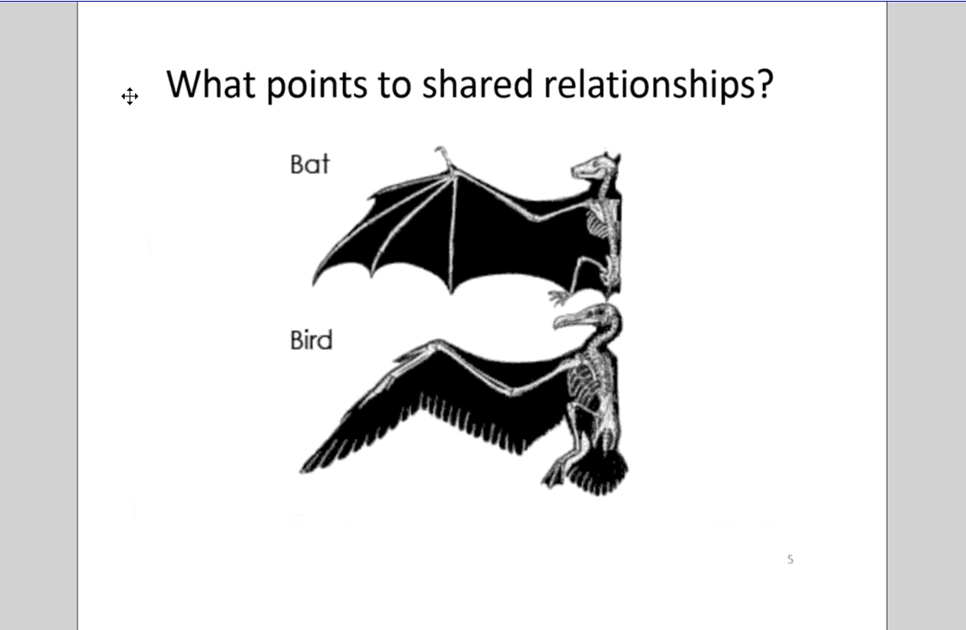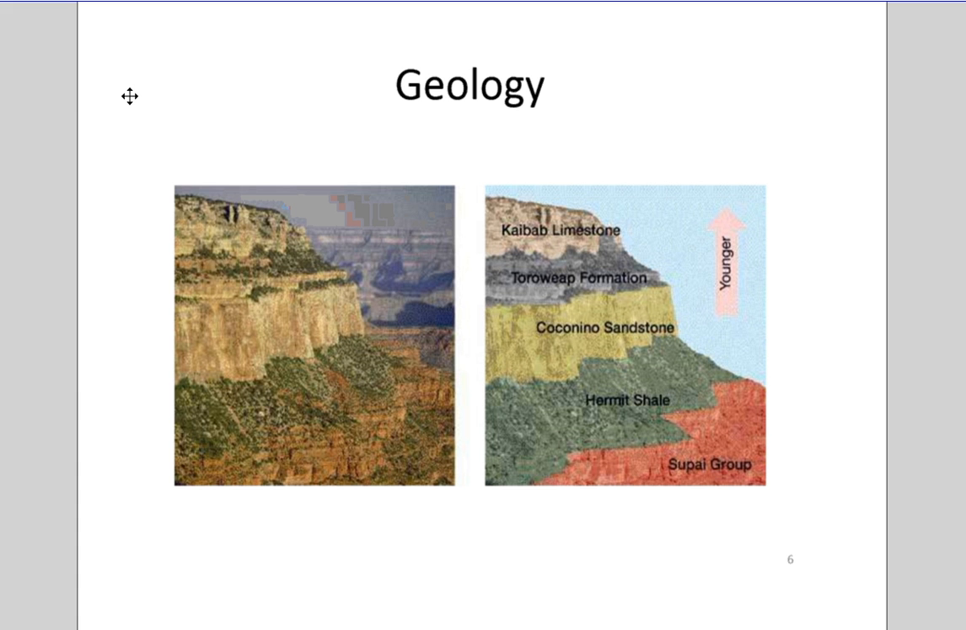Now we're going to look at some different things that point to shared relationships in populations. One of those is geology. We see the layers of rocks, and they represent the passage of time, older rocks being deeper down, younger rocks being higher towards the surface. Fossils from earlier ages can then be compared to fossils of today, and you can see the shared relationships between the two.